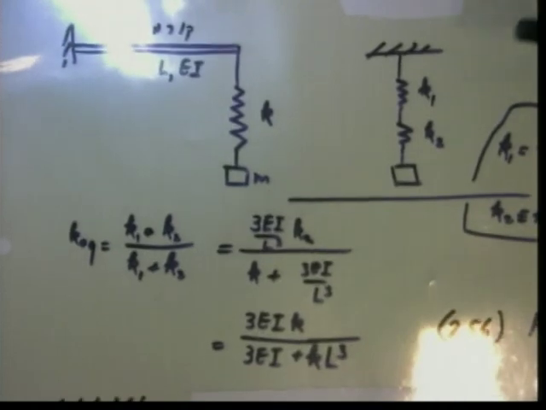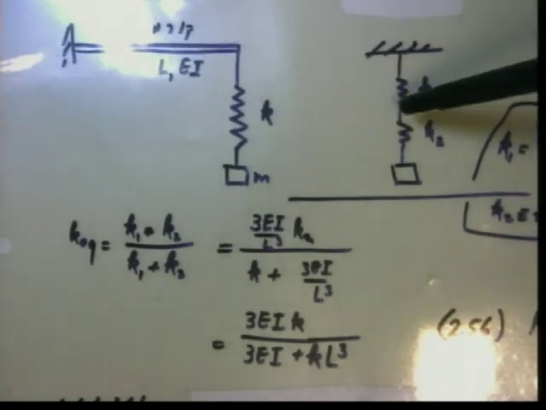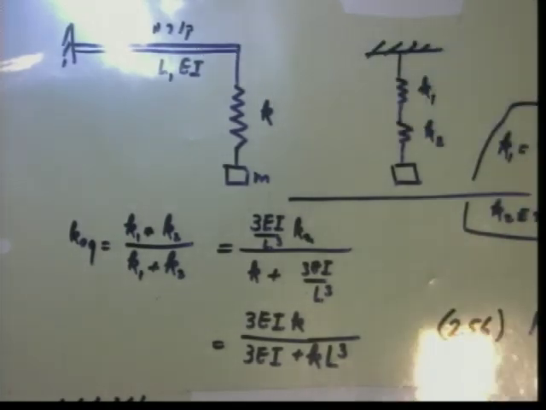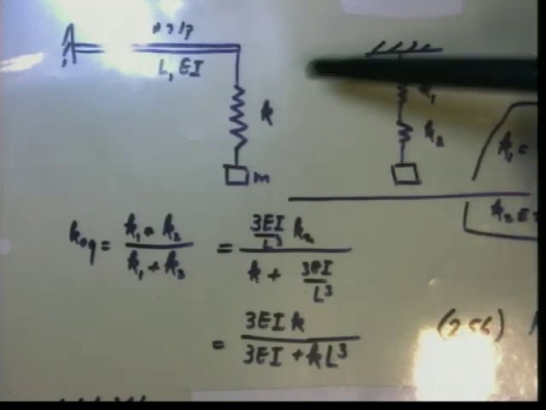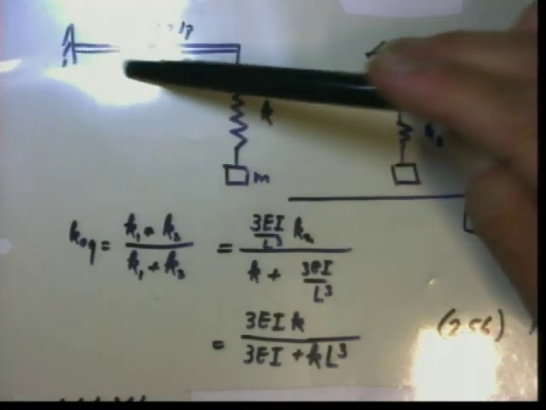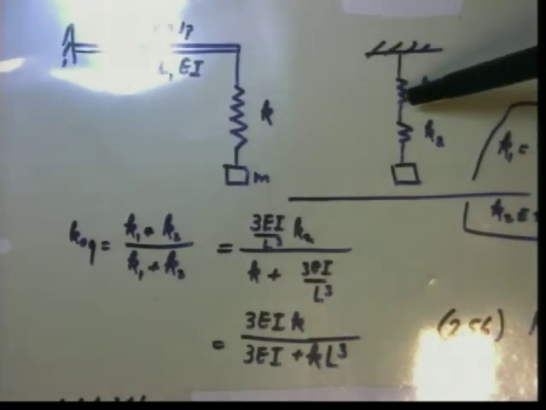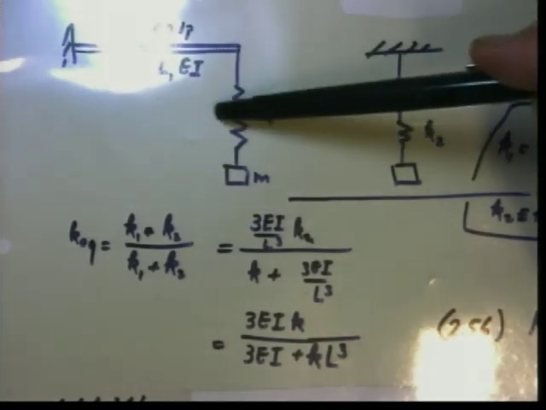Okay. Quick question. Yes, please. Did you reduce that system to the one on the left? I reduce this system to this one. Not reduced, but I replaced actually. This beam has K1 as its characteristics. This is like K2.